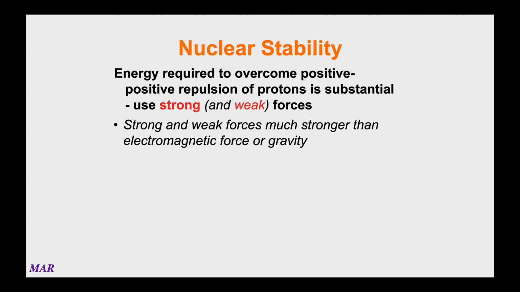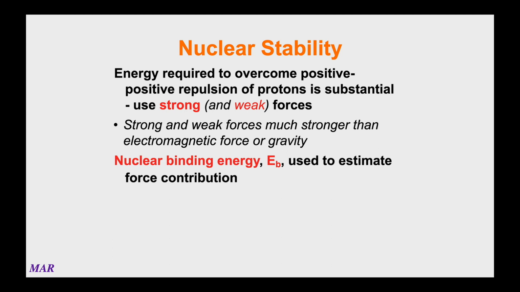Strong and weak forces are stronger than electromagnetic force or gravity, and it's mostly the electromagnetic force we have to worry about, keeping those positives apart from each other. Nuclear binding energy, which gets the symbol E sub B, is a method that scientists can use to estimate the force contribution, like how much energy the strong force has to contribute to keep the nucleus safe. And that's a kind of calculation we're going to do here in a little bit, which is really pretty cool. There are some interesting applications of the nuclear binding energy values we're going to see. So get ready, hang on.